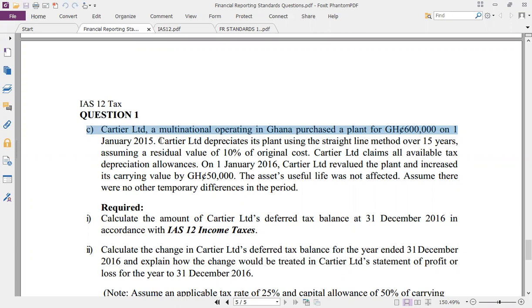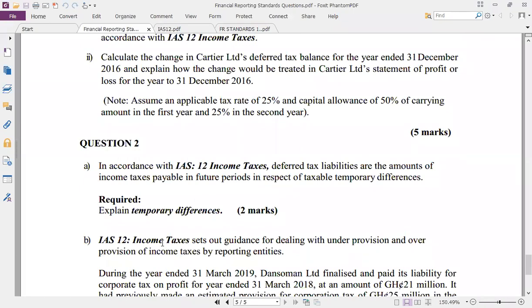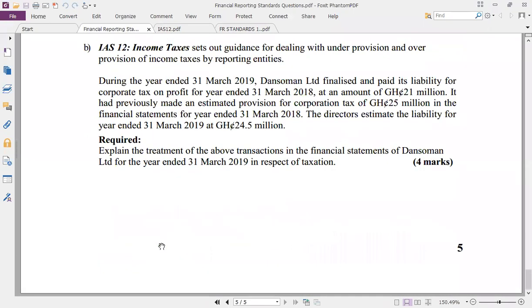And it's the corporate reporting question. So it's a bit powerful. So kindly take note of that. So let's go to question 2. So let's look at question 2.